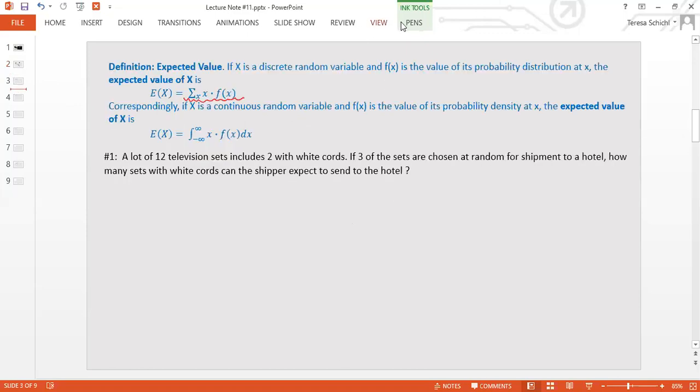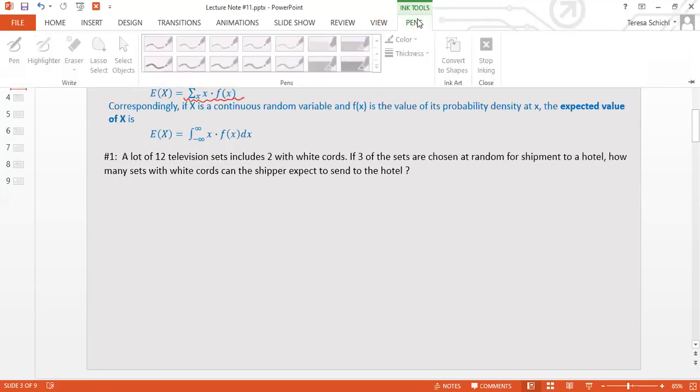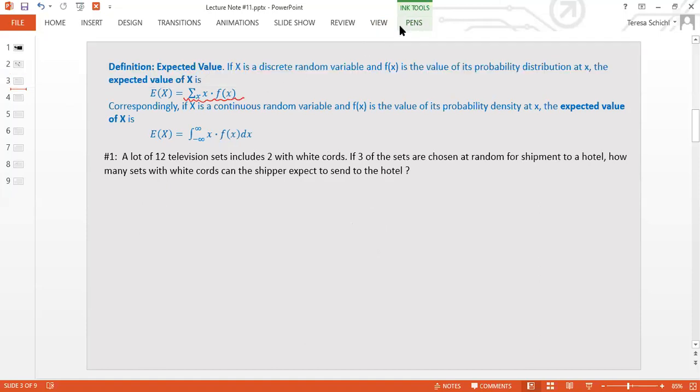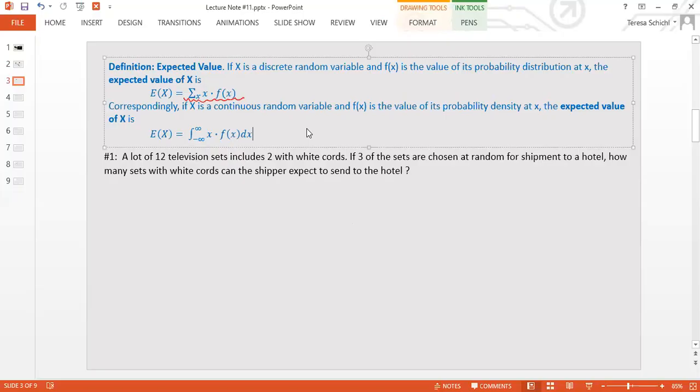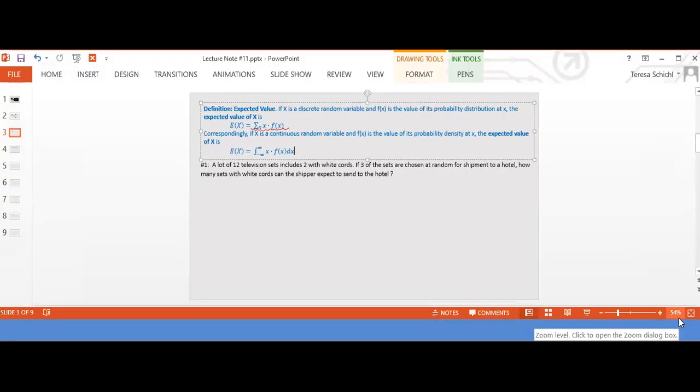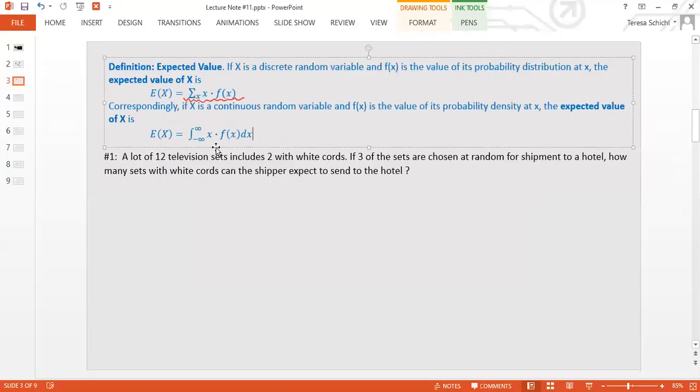All right. So that is what we call the expected value, right? Okay, so now, let's take a look here. The next one is, like I said, if it's continuous.